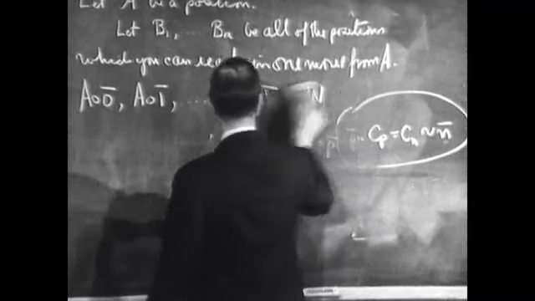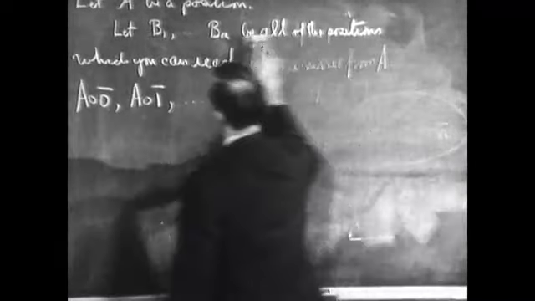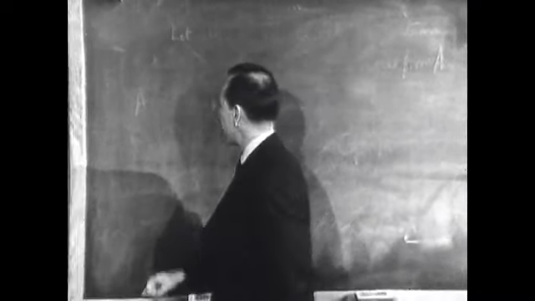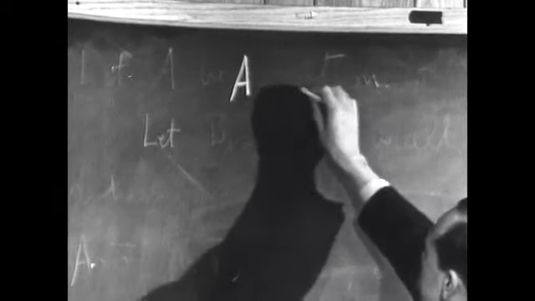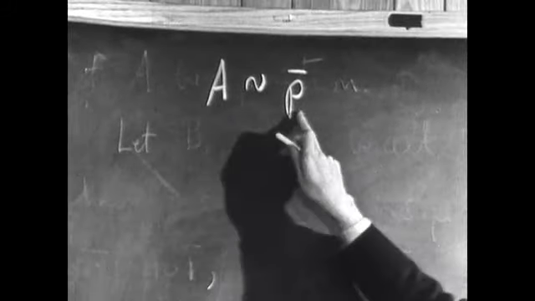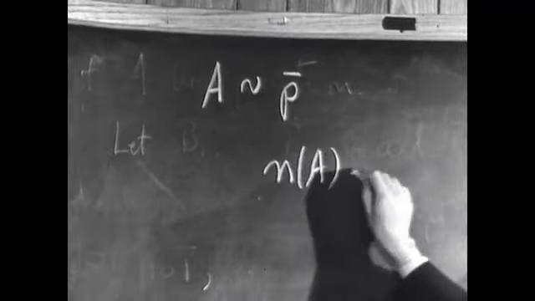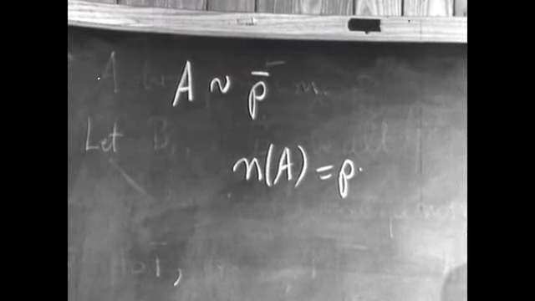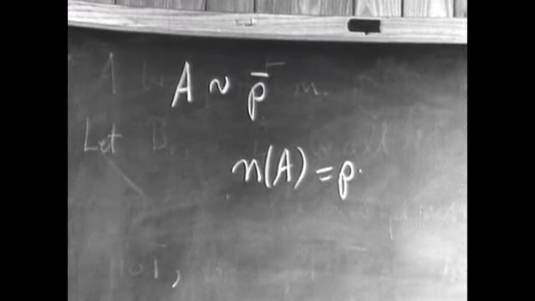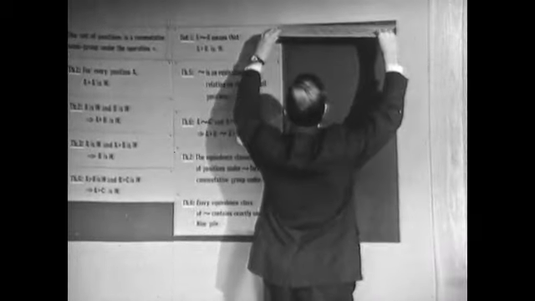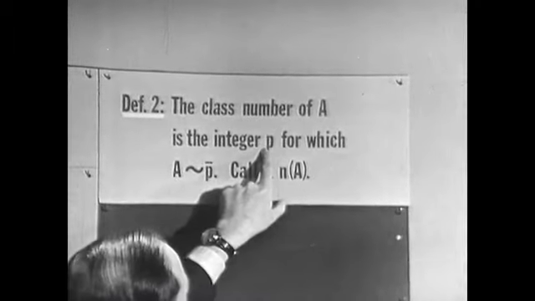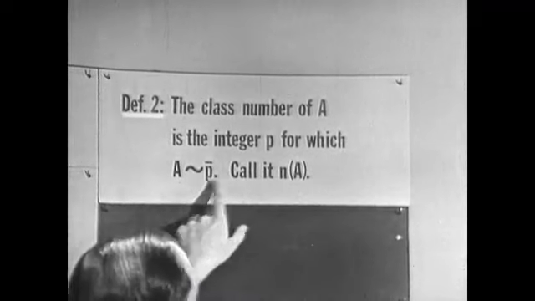Now, it's desirable to have a name for the numbers that we get in this fashion, and I'll call those the class number. So if I'm given a position A, I know that there is a certain integer P such that A is equivalent to P bar. And this number P, I shall call the class number of A. It's the number which represents the equivalence class that it's in. So I'll write that down as a formal definition. The class number of a position A is the integer P for which A is equivalent to P bar, and we'll call that N of A.